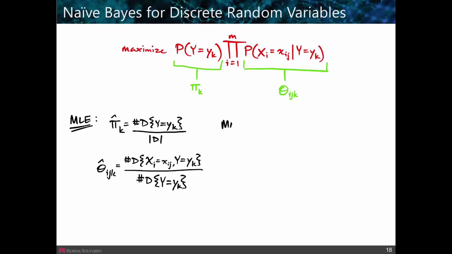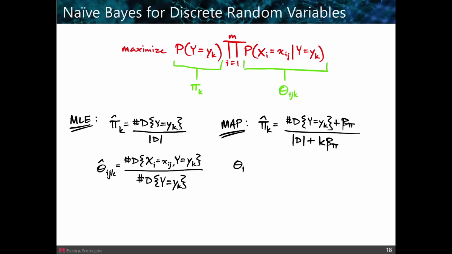All right, and then let's do the MAP estimates. For your priors, you could do this by saying the number of instances in your data set such that y equals y_k plus some beta value. I'm going to say that as beta_pi. So that's the virtual counts that you care about, divided by the total number of samples of data plus k times beta_pi. I'm assuming here that we're adding the same number of virtual counts to all classes. That's a very important note.